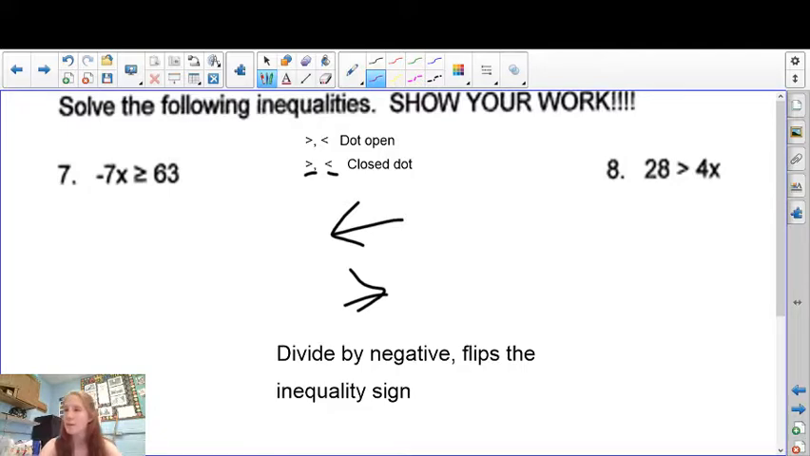All right, let's go ahead and tackle number 7. So I'm going to start by dividing by that -7 first. It causes my sign to flip. And 63 divided by -7 is -9.